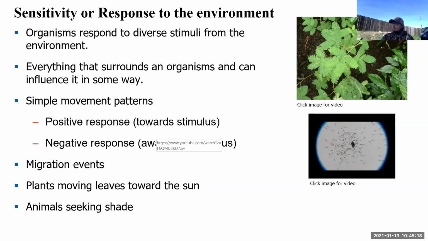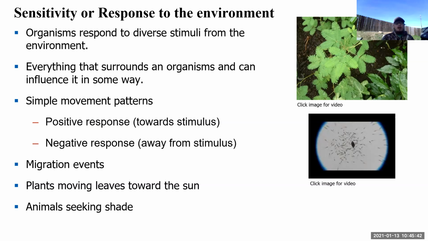So another example of a negative stimulus would be, say, sunlight. And as a person, whenever you get hot, you move out of the sunlight. So you're moving away from that. You're moving into the shade. So that would be a negative response to the increased heat of the solar radiation.